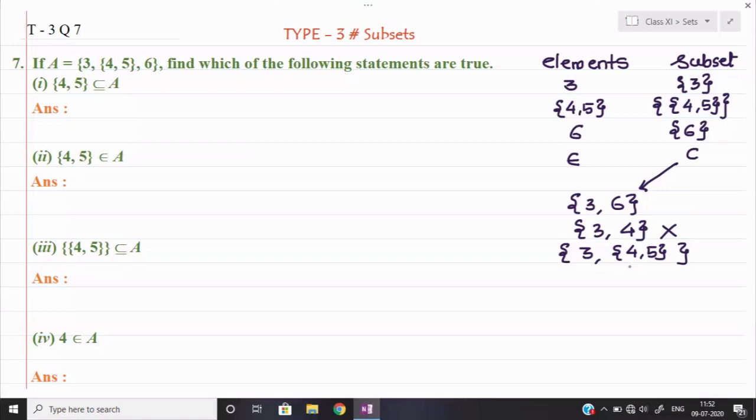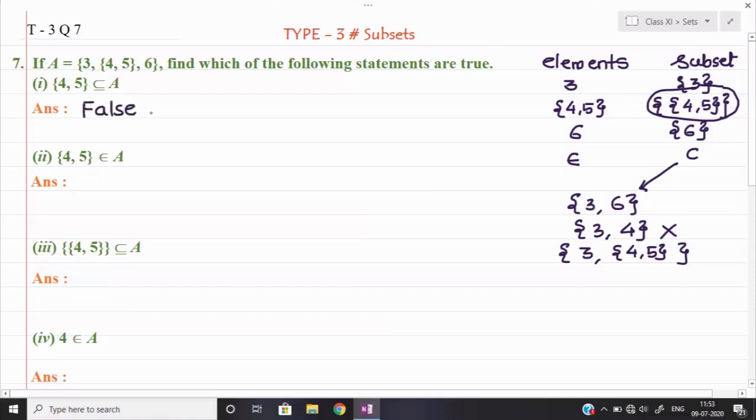Let us start the first question. Now see the first question. They are asking: 4 comma 5 along with the curly bracket is a subset of A. Just now you saw I have written here 4 comma 5. If I am writing it in the form of a subset, then I will write it along with the double curly bracket, because one curly bracket is already defined with 4 comma 5 as an element. So if I want to write it as a subset, then one more curly bracket will come, means total 2 curly brackets will come over there. So we can say that it is false.